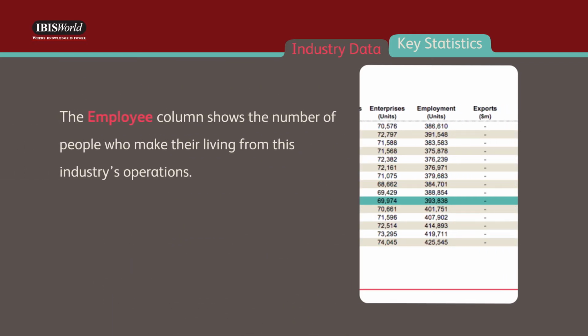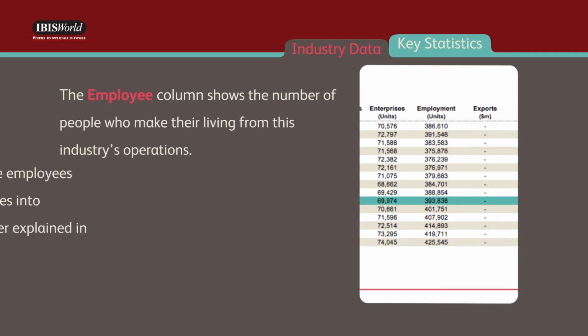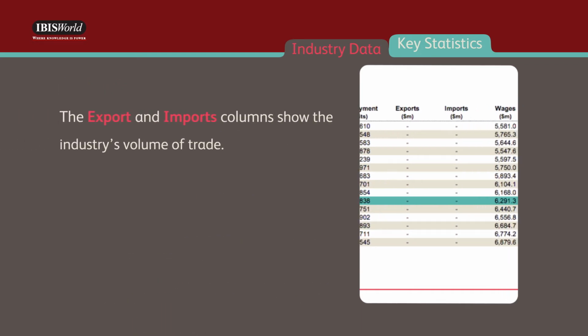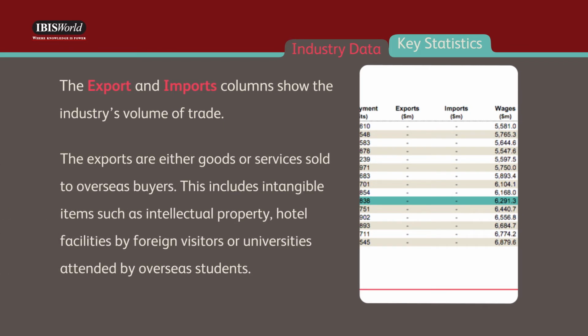The employee column shows the number of people who make their living from this industry's operations. This includes part-time, full-time employees, and non-employers. This data ties into average wages, which are further explained in the cost structure section. The export and imports columns show the industry's volume of trade. The exports are either goods or services sold to overseas buyers. This includes intangible items, such as intellectual property, hotel facilities used by foreign visitors, or universities attended by overseas students.